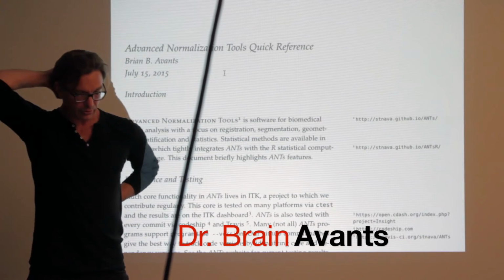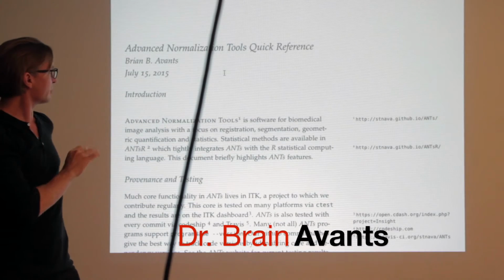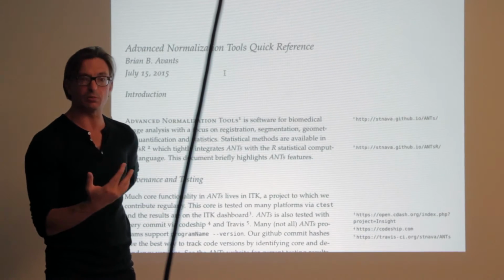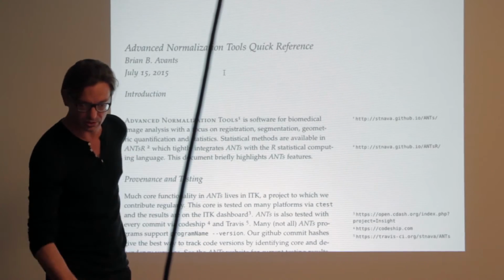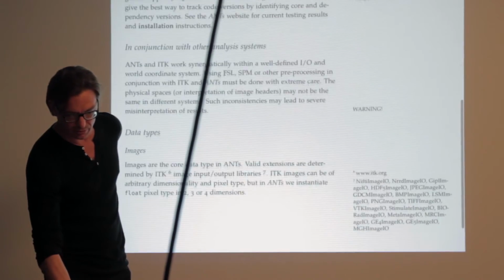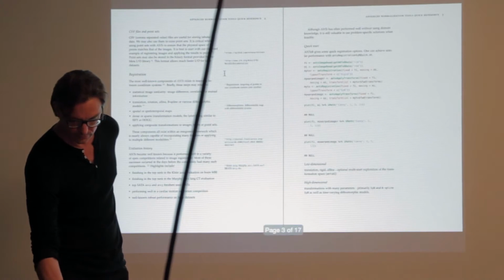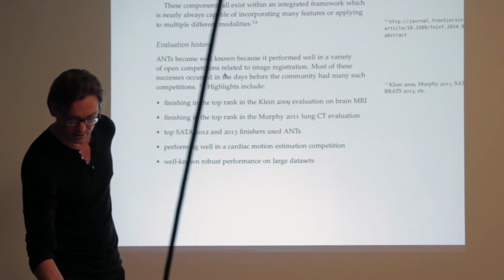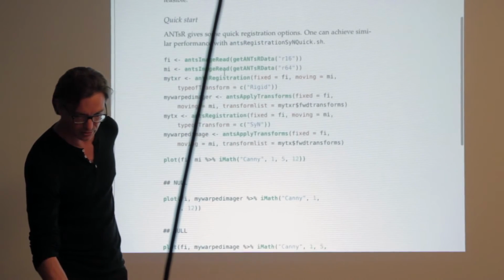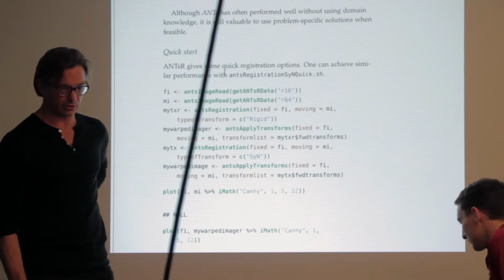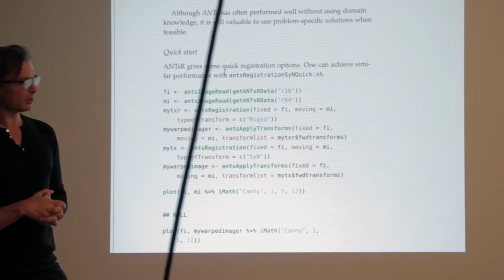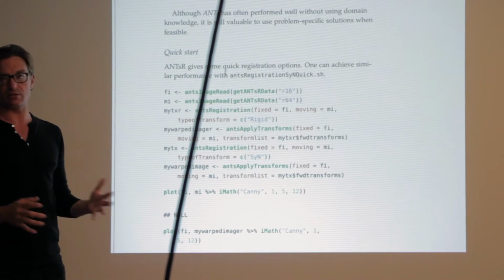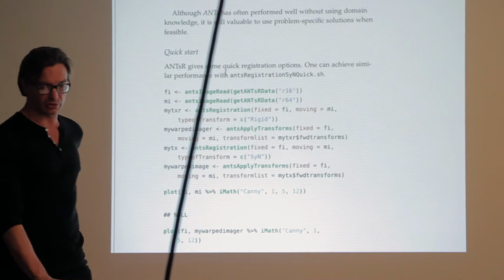All right, so I don't want to go through this whole thing, but I just want to point out the idea here. I wrote this little document which has a brief summary of different stuff in Advanced Normalization Tools and shows brief comments and gives a couple of links. But the main thing is it has these little bits of code. So if you had ANTsR installed, you could literally cut and paste this code, and you would get the results that we're showing here. And the results are just okay.